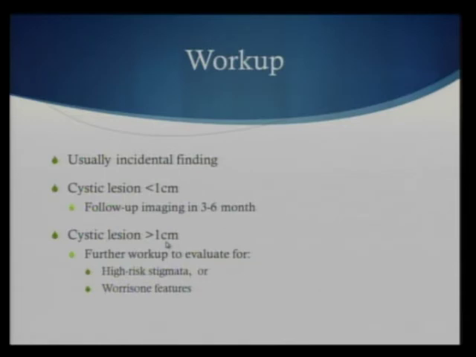Because the cutoff size is 1 centimeter or greater for further workup to evaluate for two things: high risk stigmata or other worrisome features. So if you have a cystic lesion that's less than 1 centimeter, you probably need to get a CAT scan, say 6 months or 3 months, based on your liking. And then if it grows in size to greater than 1 centimeter, then you've got to do further workup at that point to evaluate for high risk stigmata or worrisome features. And what do you do for that?